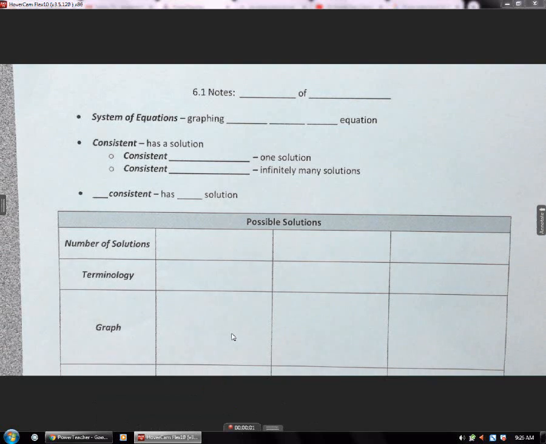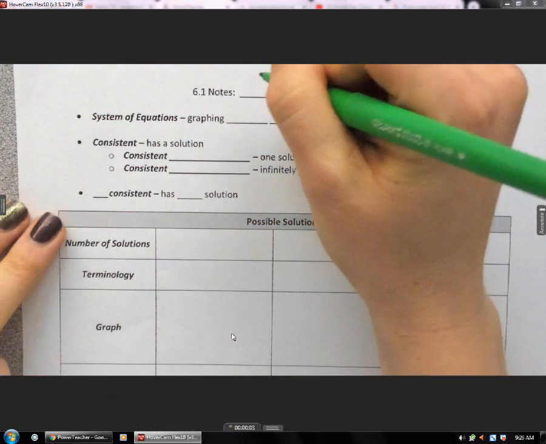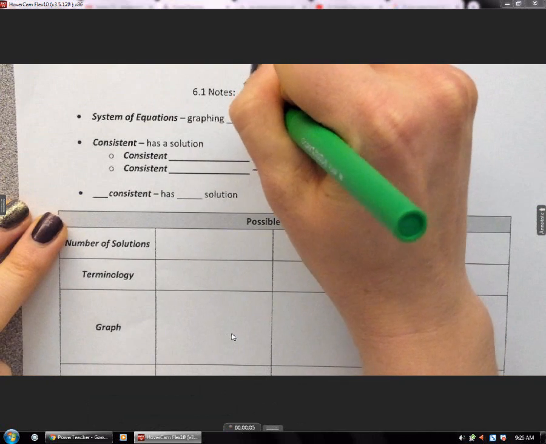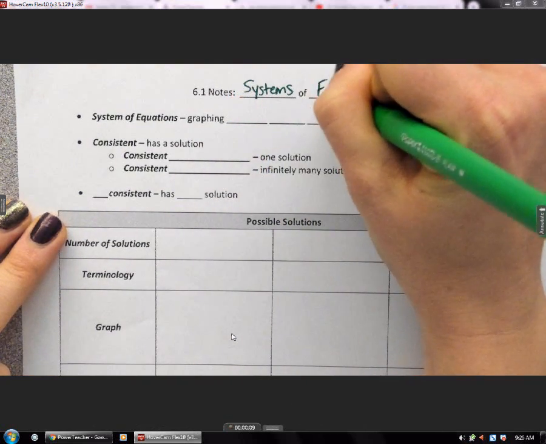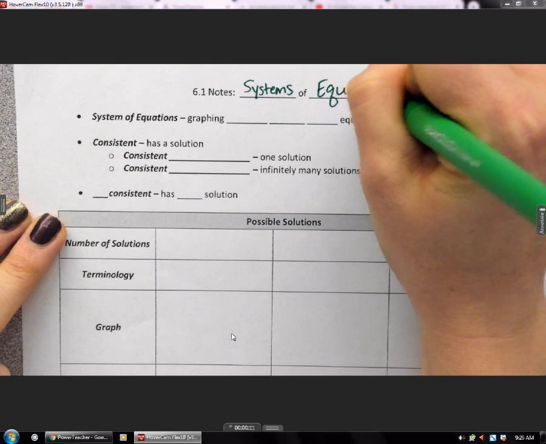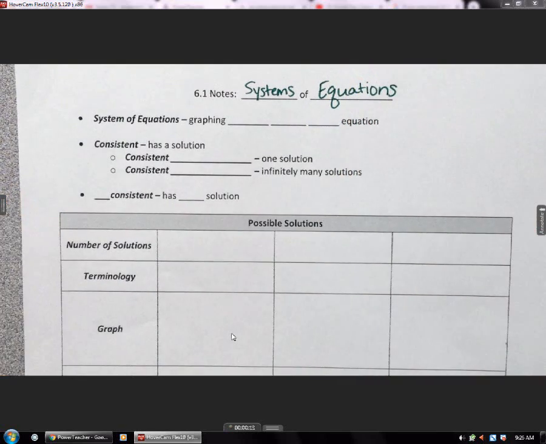This is 6.1, and it's called Systems of Equations. Systems of equations.